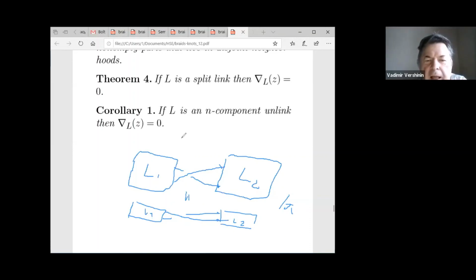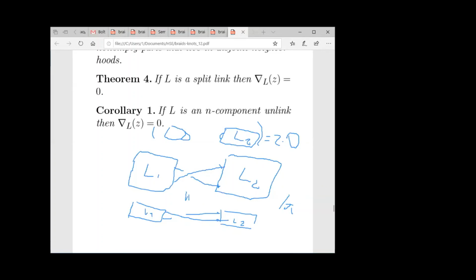But if you do not make this strange procedure, you have here just L1. I don't have time to draw it. This will be the smoothing, like this. Here you will have your own L2. So what does it mean? The polynomial of this minus the polynomial of this, but the polynomials are the same. So the Conway polynomial of this is z times 0. So it means that if your diagram is split, you have 0. Okay? Natalia? Yes, it's clear.